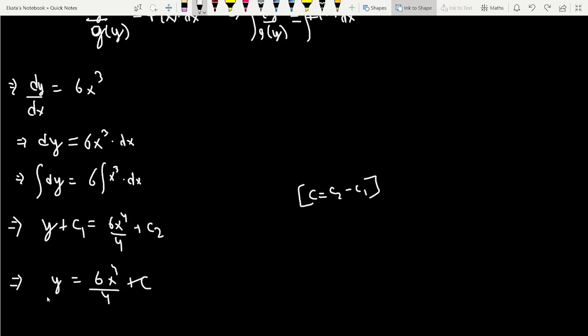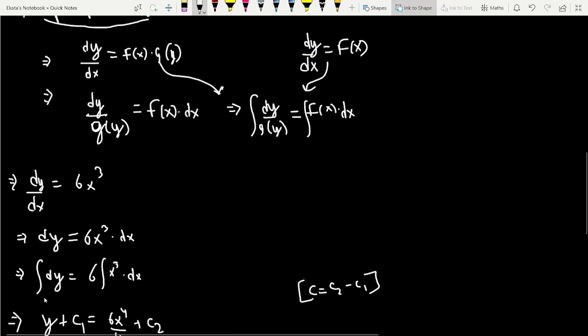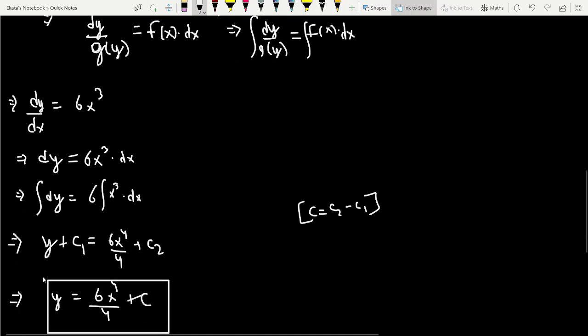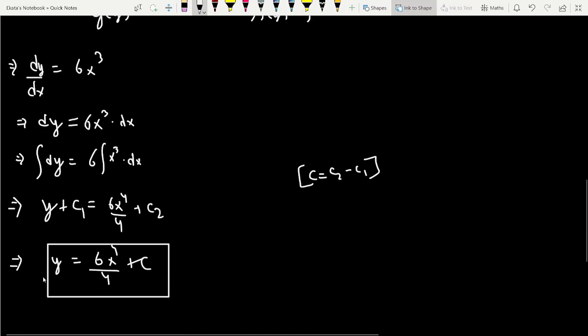If you put the value of y equals x to the power 4 upon 4 into this, you will get exactly the original equation. If you differentiate this function you get this, so the solution is just the reverse: you have to find this y function. This is the first method for solving differential equations, the separable method. We separate out the x term and y term, integrate, and get the particular solution.